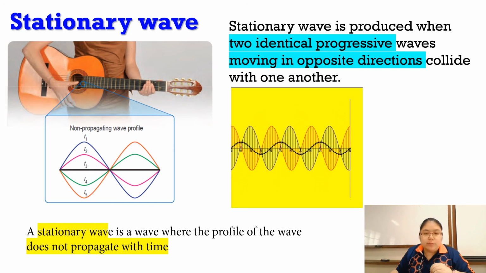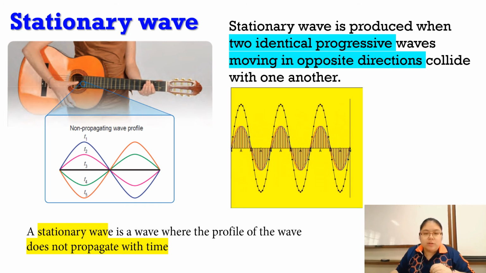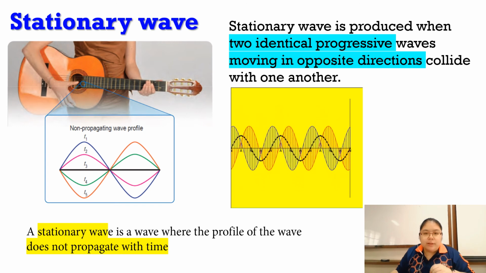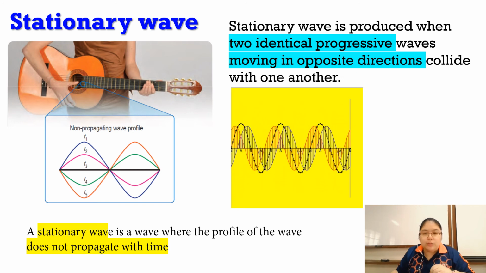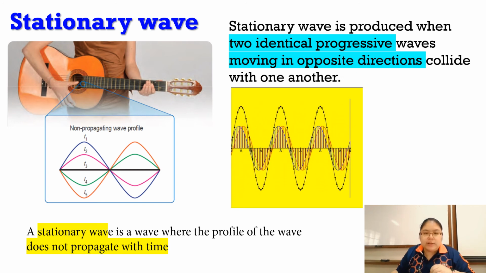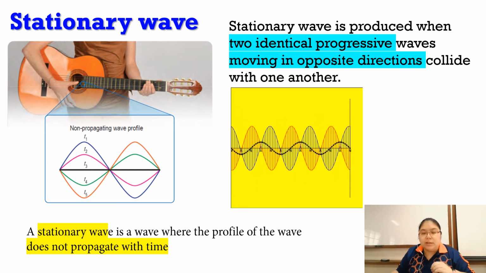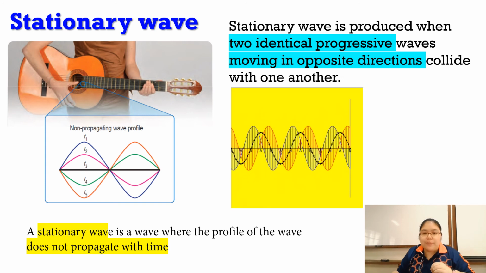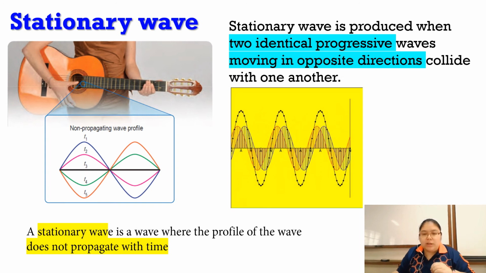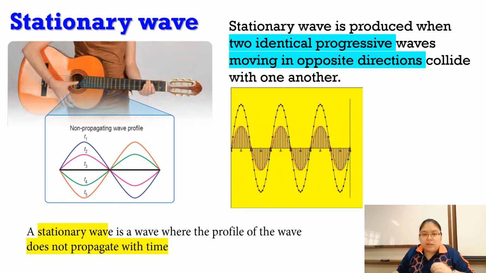Can you see the movement? So that means at the same time, two identical progressive waves are moving in opposite directions and collide with each other. This situation we call a stationary wave. They never move forward. They just go up and down like this only.